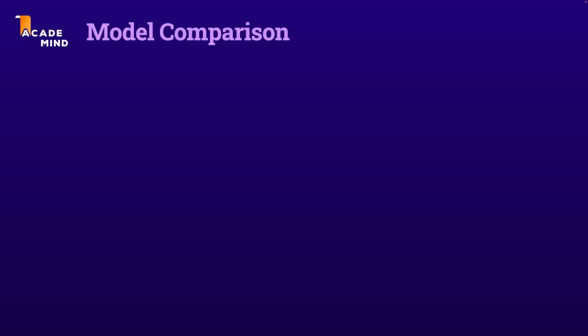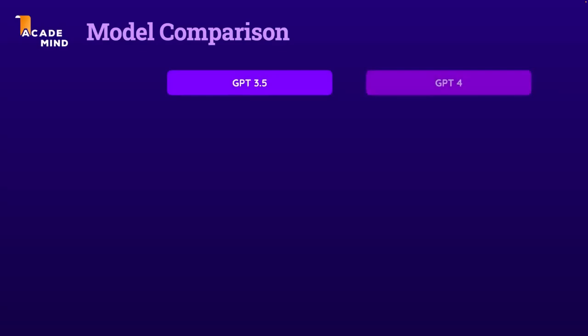So we have GPT 3.5 and GPT-4. I just want to give you a rough overview of the core differences between these two models to make sure that you can decide which model is the most appropriate one for you. So this is not a comprehensive list, these are just the core differences.